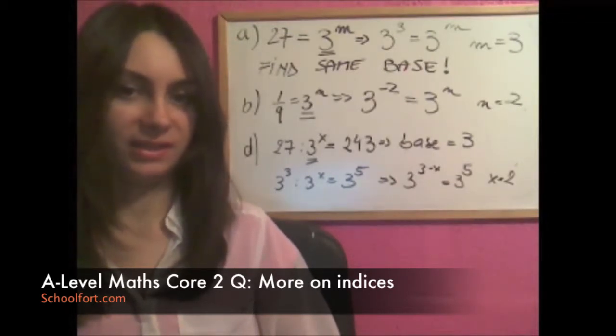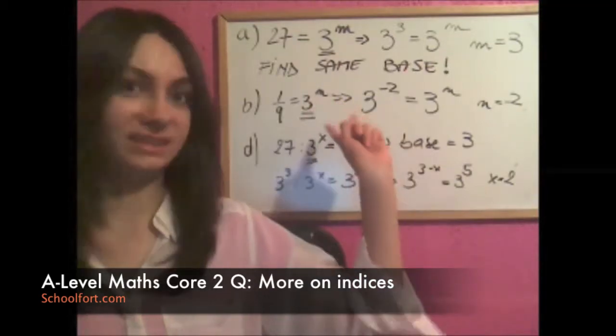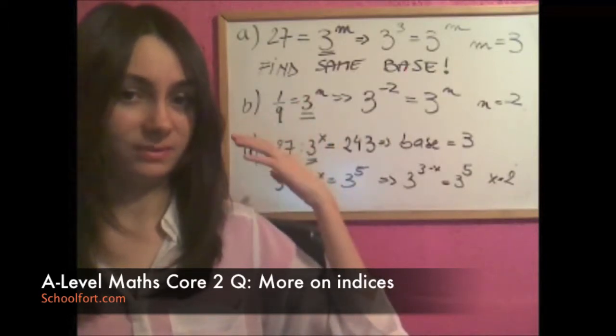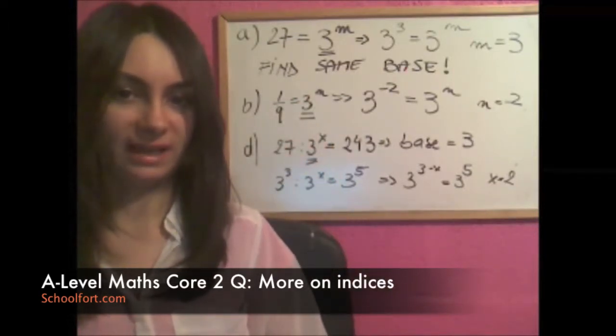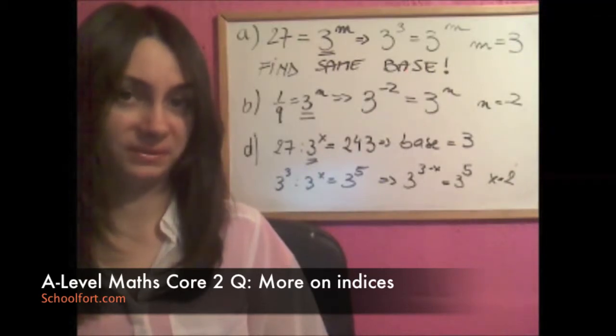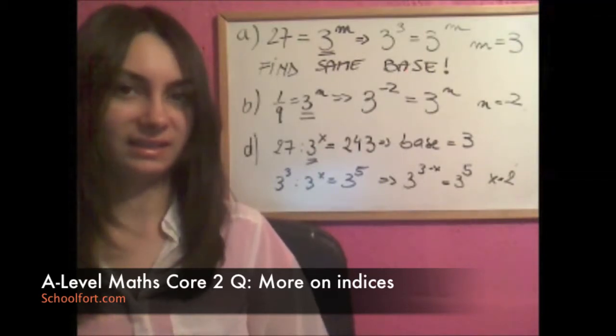Similarly for b, you have 1 over 9 is 3 to the power of n. Again, your base is 3. So how can you write 1 over 9 with base 3? So 1 over 9 is actually 3 to the power of minus 2, or 1 over 3 to the power of 2. So then n is minus 2.